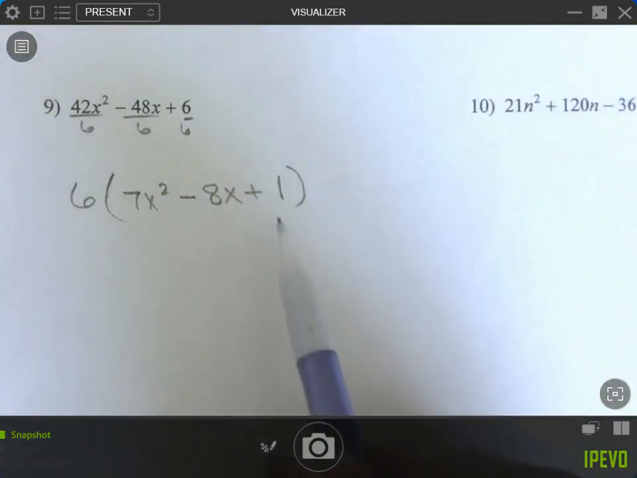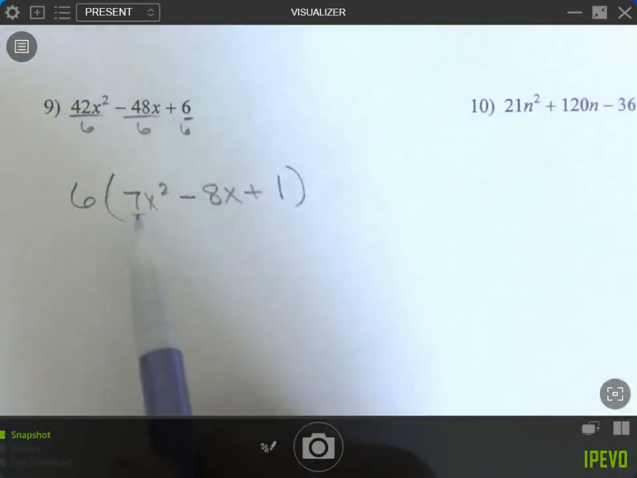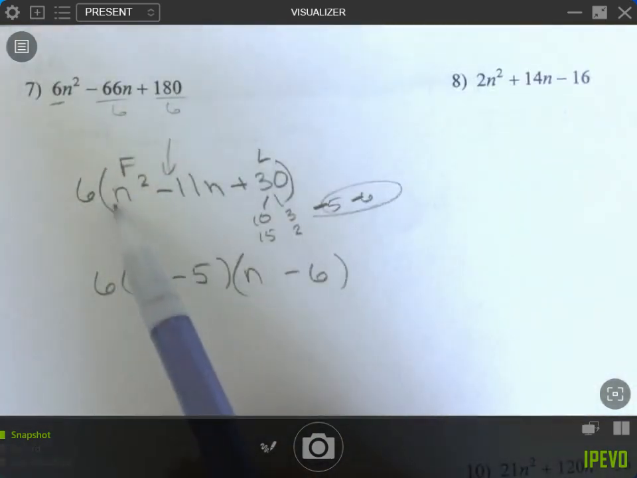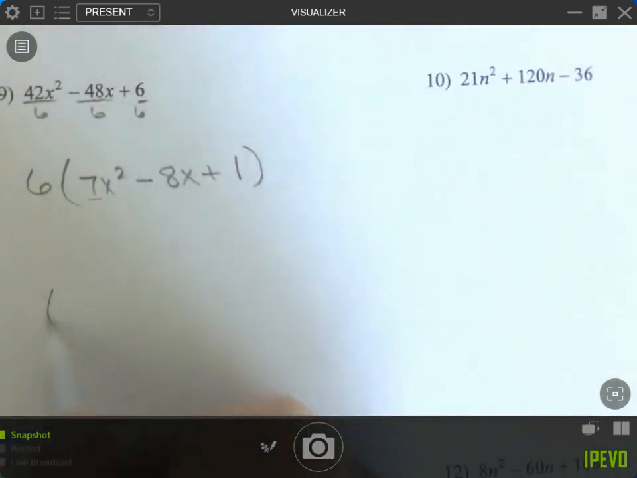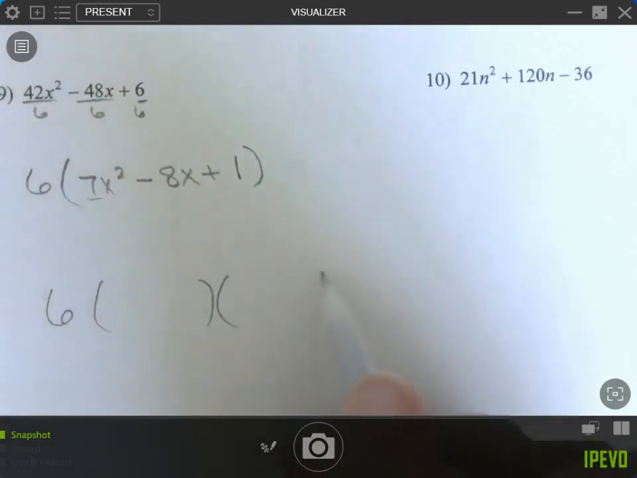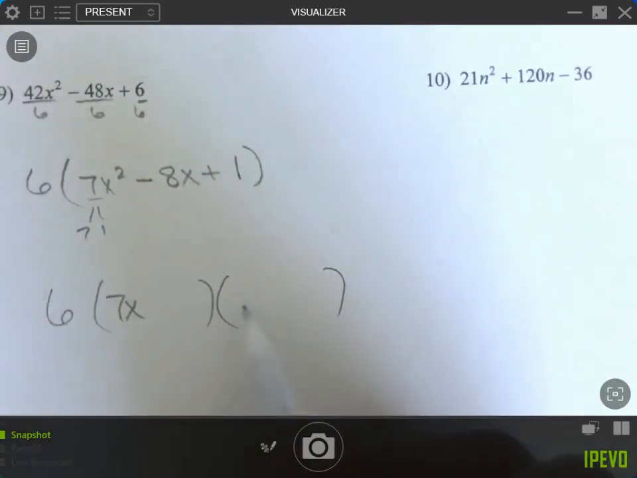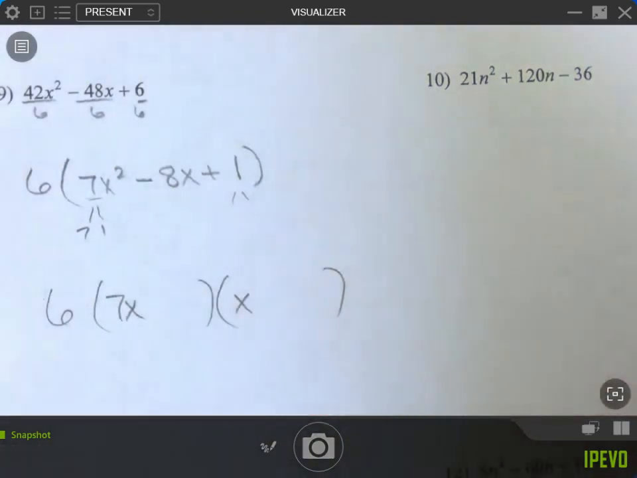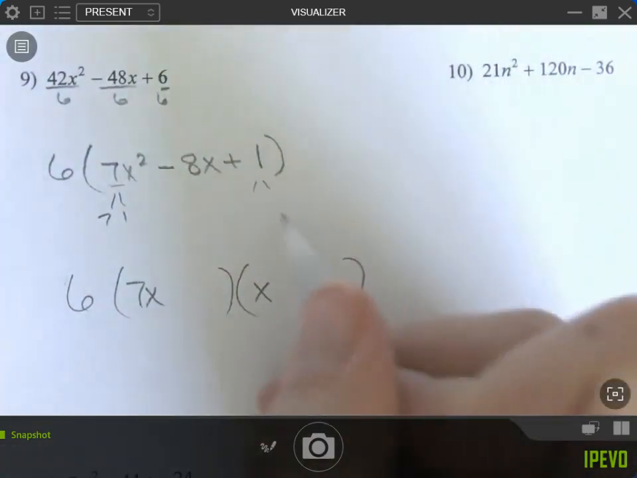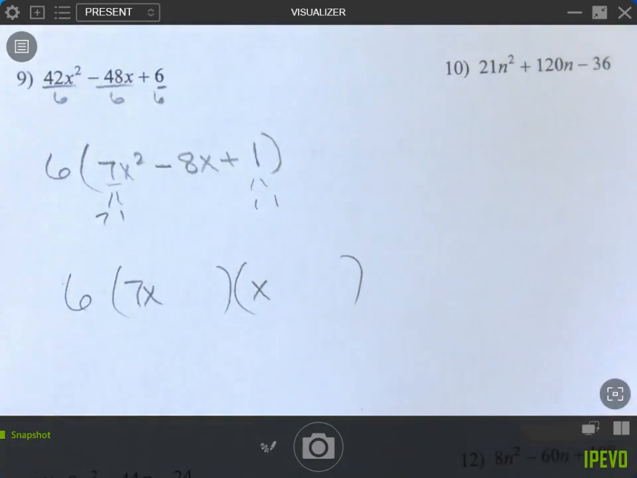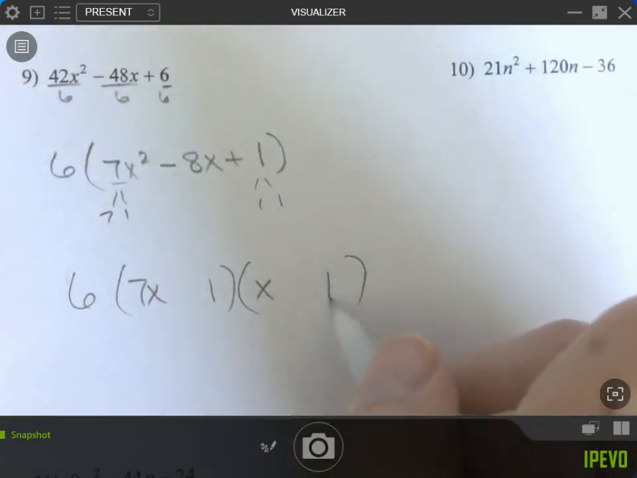Will my factors of 1 ever add up to negative 8? No, because I have a 7 up here. So all these other problems had a 1 out front. This one doesn't. What are my options for 7? 7 and 1. All right, so that's it. 7x and 1x. What are my options for 1? 1 and 1. So, I mean, there's no guessing or checking here. The ones have to be here.